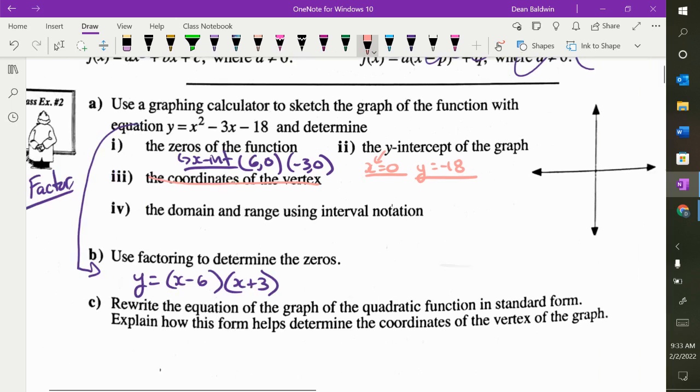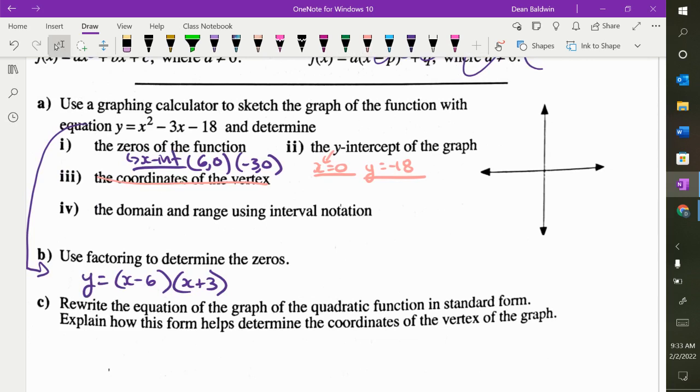Okay, we can sketch this graph. We mark the x-intercepts, 6 and negative 3. There's 6. Negative 3. The y-intercept is at negative 18. I'm just guessing where these things are. Does this graph open up or down? Why do we know that it opens up? How do you know that?